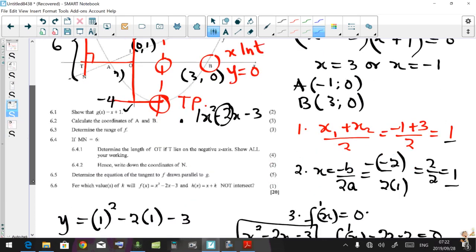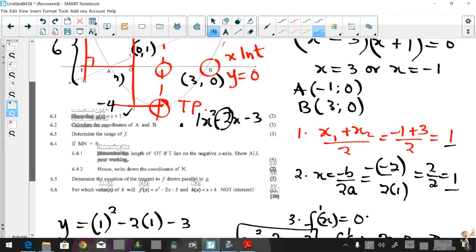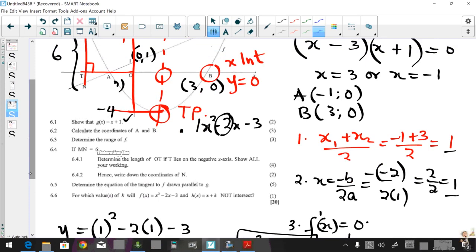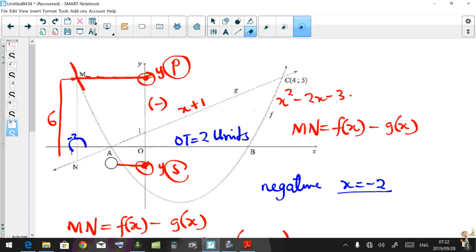6.4.2. Hence, write down the coordinates of N. Let me take it back to that graph. So we want the coordinates of N. Let's clean this. By the way, I already know that my x value there is -2.